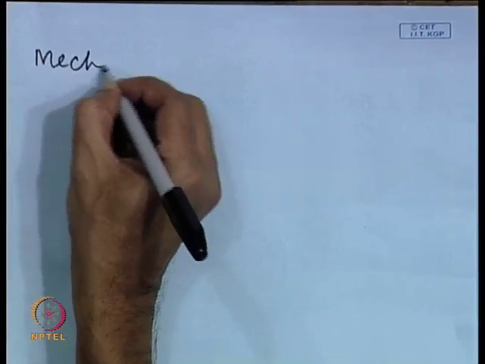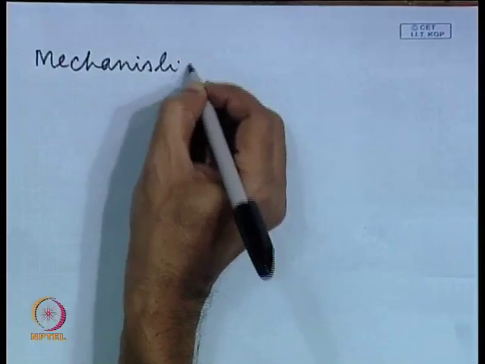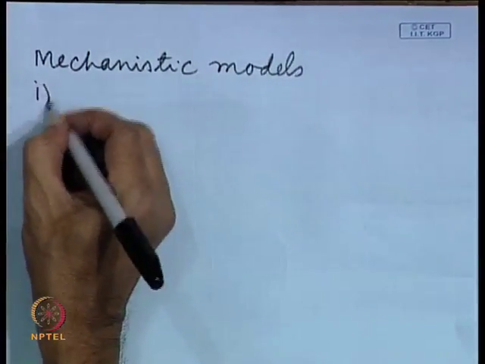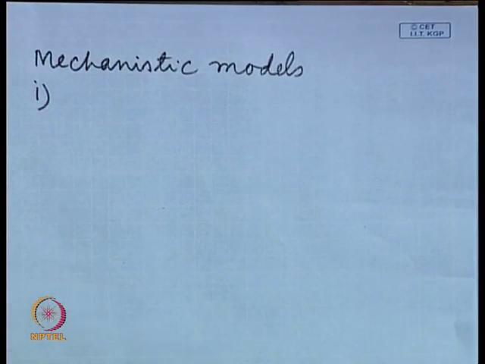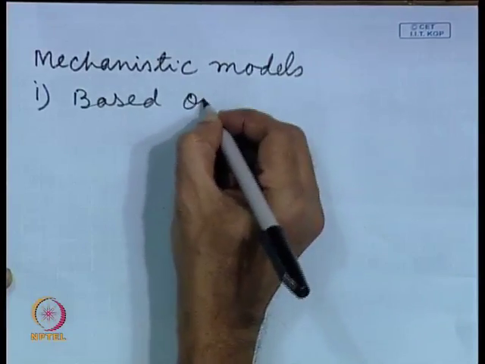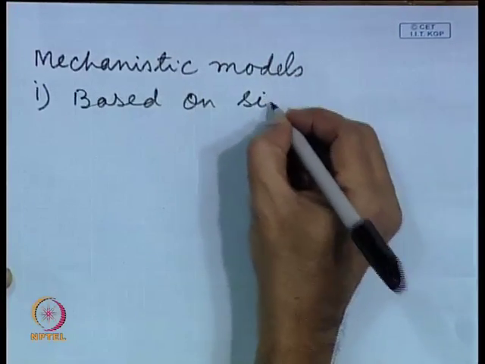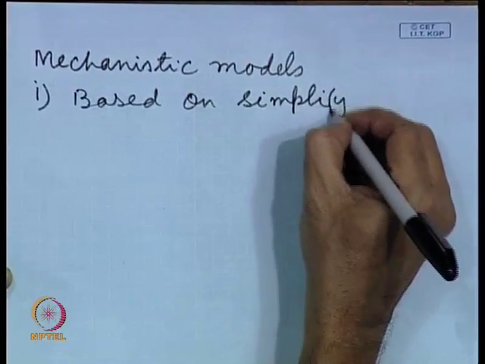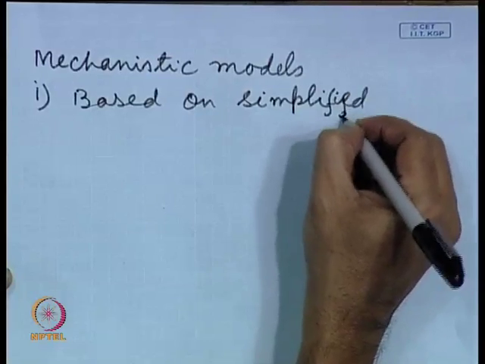Mechanistic models, the limitations are based on simplified assumptions. So, all mechanistic models, any model that will have some sort of a set of assumptions, based on that the models are developed. So, mechanistic models based on simplified assumptions.